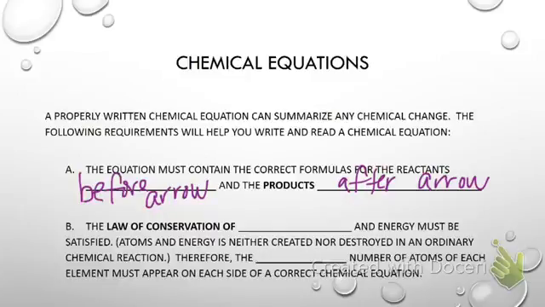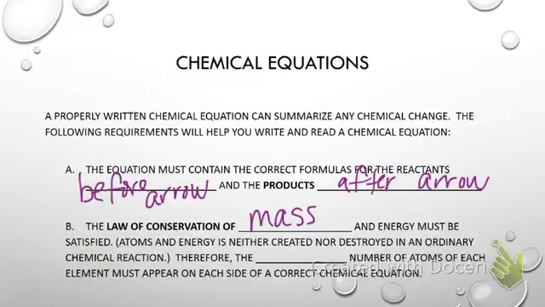Okay, the law of conservation of mass and energy has to be satisfied when we're doing chemical equations. In other words, remember the law of conservation of mass says that matter cannot be created or destroyed. So what that means for us is however many atoms we start with, we have to have the same number of atoms on the product side. Not arranged in the same way, but still the same total numbers.